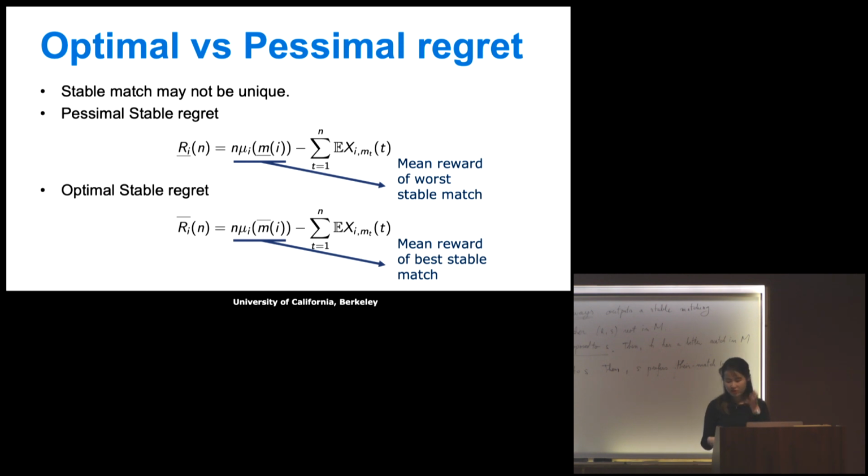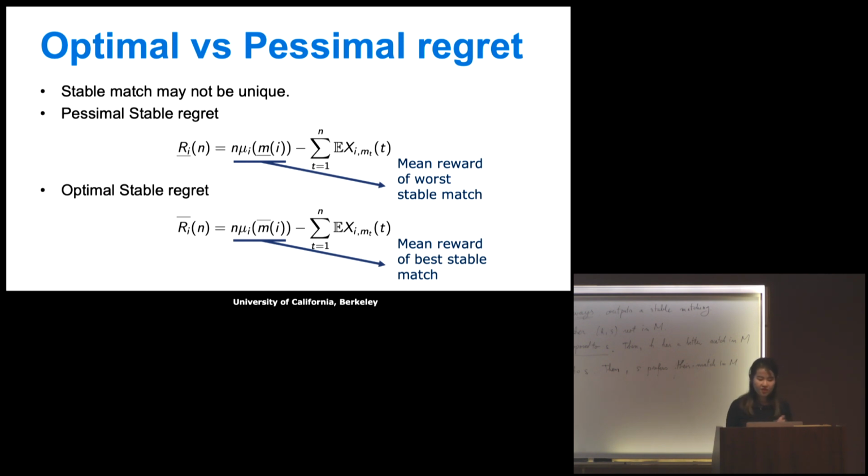We can look at for each agent what is their worst stable match, and for each agent what is their best stable match, and define two different types of regret relative to those bars. We can still say something about these regret quantities. The pessimal regret guarantee and the optimal stable regret guarantee may tell us different things about the regret. But in any case, it gives us some quantities to compare how well you're doing in hindsight.